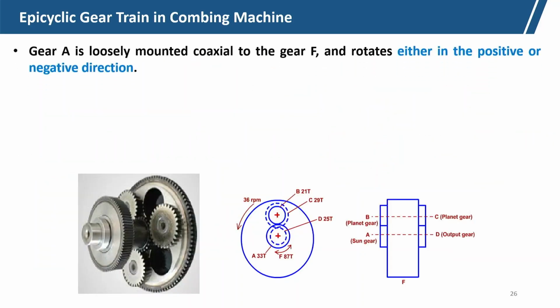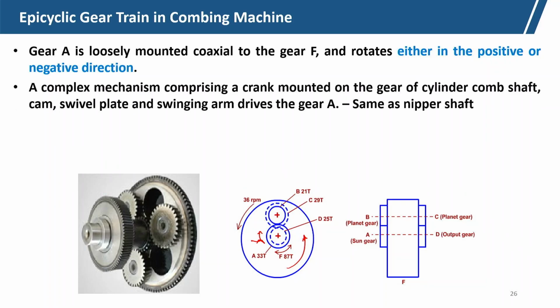Now, gear A is loosely mounted on and coaxial with gear F. That is why gear F is rotating unidirectionally, but gear A can rotate in both positive and negative directions. That is why it must be loosely mounted, but it should be coaxial with gear F.